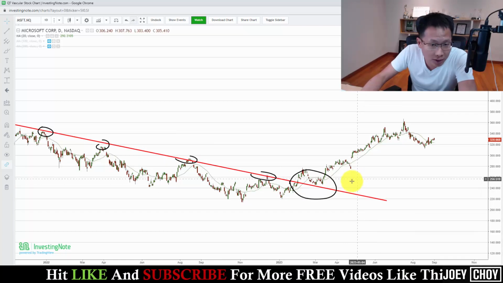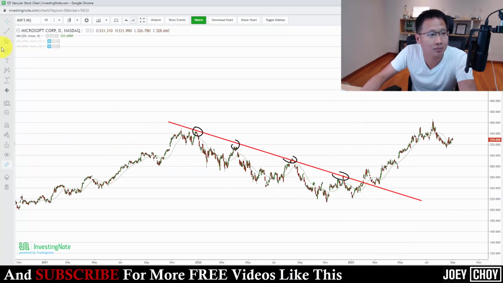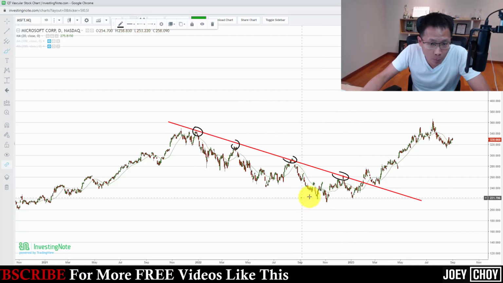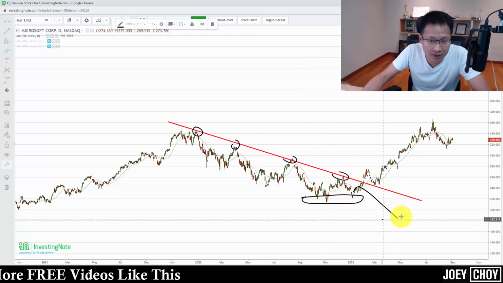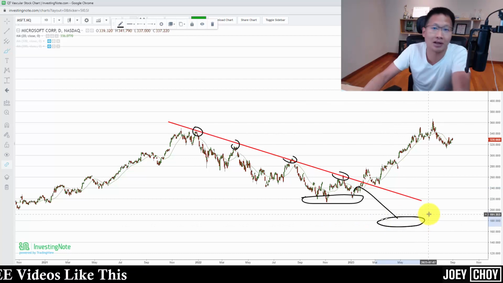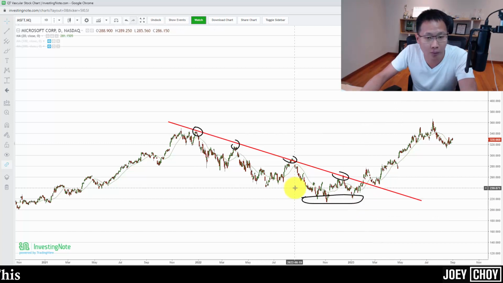lows. And for example, you can see that right over here when we broke this channel resistance, and now it is pretty much the opposite, right? We found a low somewhere around here. So it did not actually go below this low. Let's say we find another low here, then it would be heading lower. It would be in a downtrend. So we did not actually find another low. So that was the low somewhere in like September, November last year.